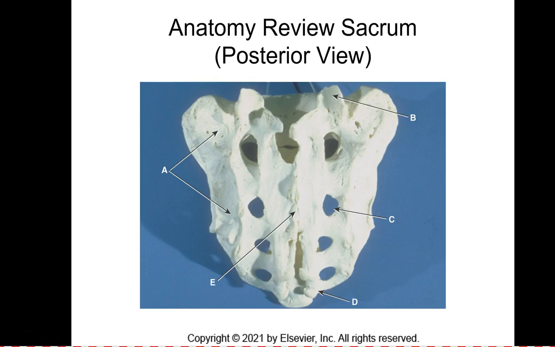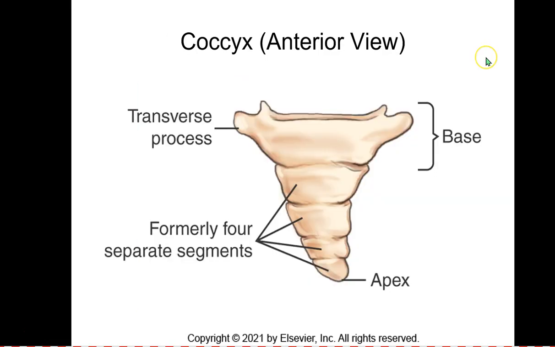And E is the remnants of the sacral canal, which you can see here. Part of the bone is deteriorated here, but this is the sacral canal, which again is the end of that vertebral canal or column. Okay, well, let's move on to the coccyx.